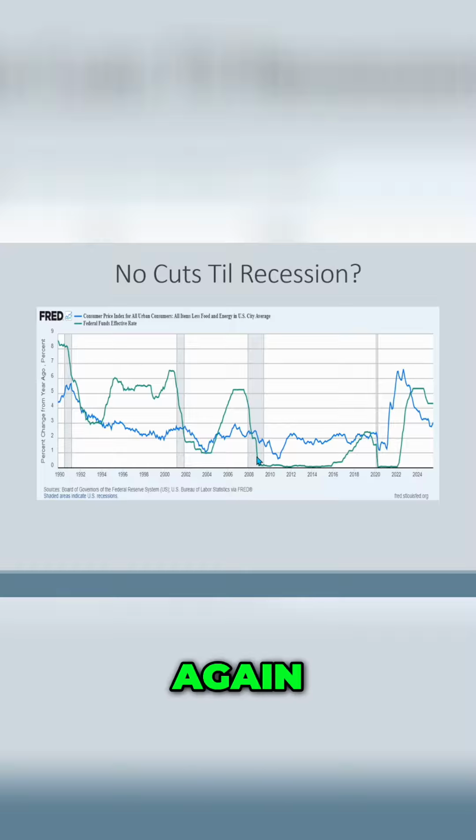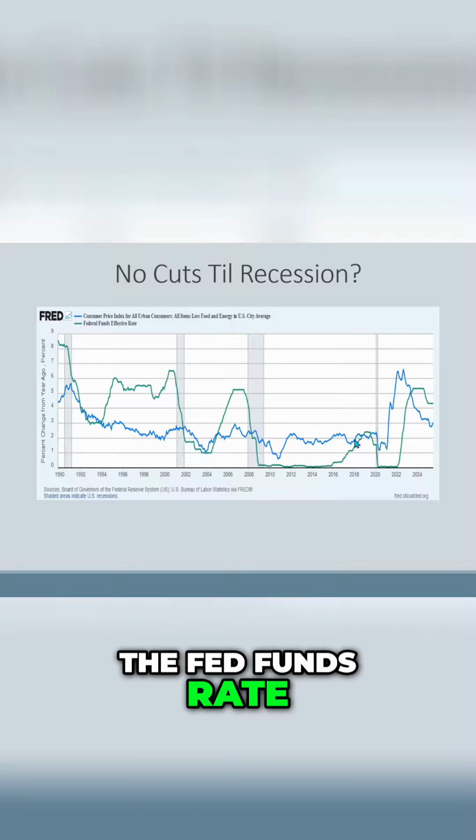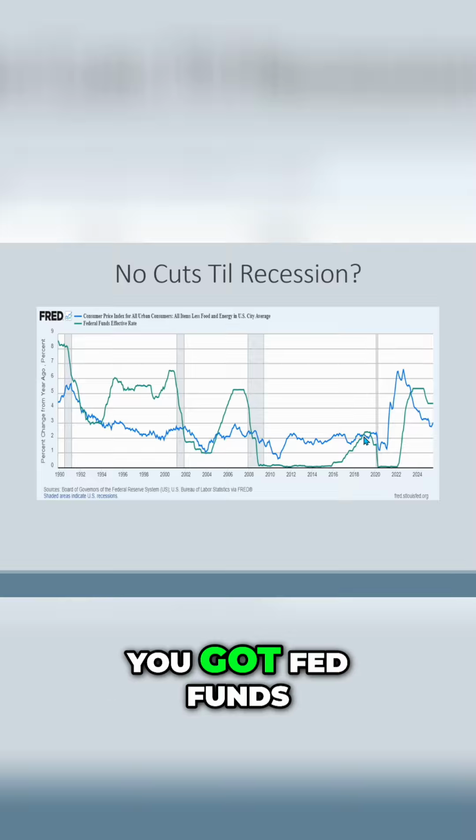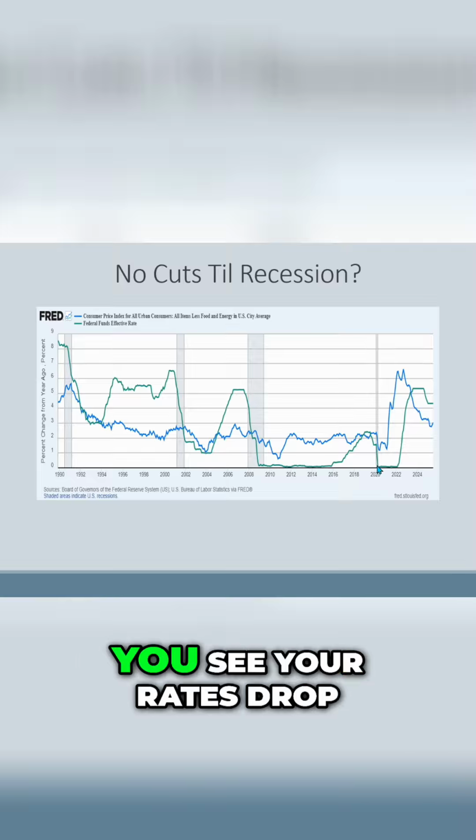Here we are heading to '08. Again, you need the recession before we see a meaningful reduction in the Fed funds rate. Same thing heading into the pandemic. You got a Fed funds effective rate for just a brief period above core inflation. The pandemic hit, we see rates drop.